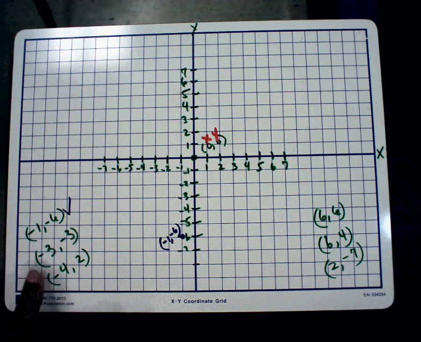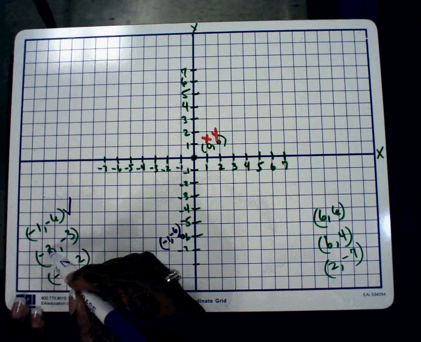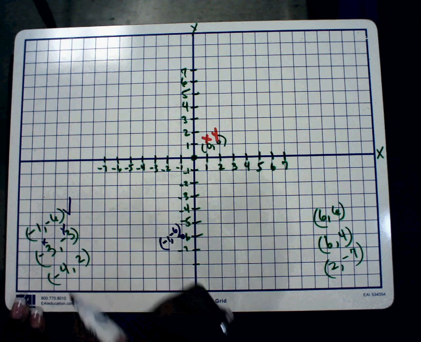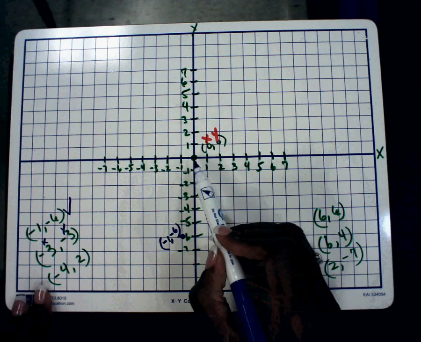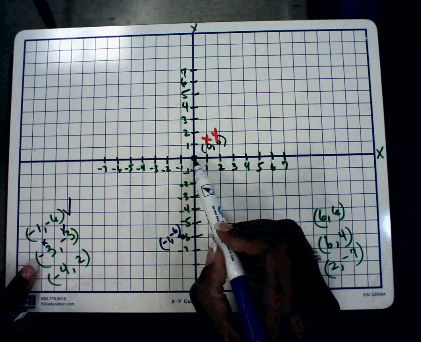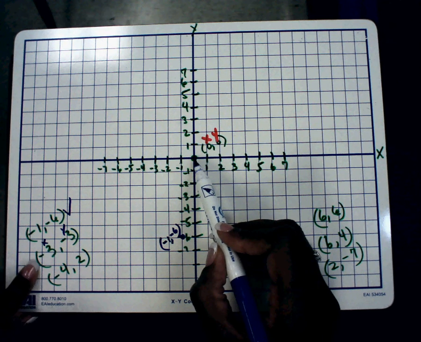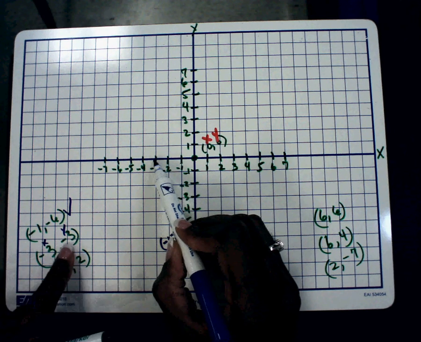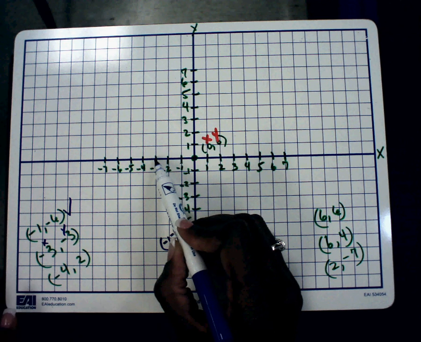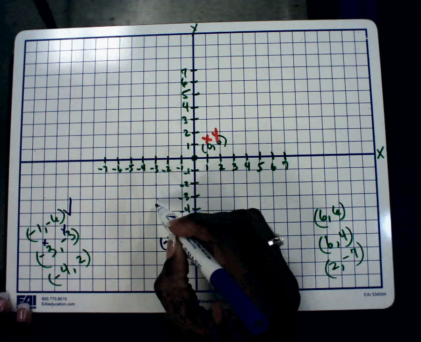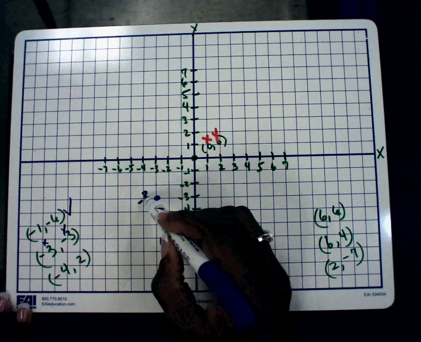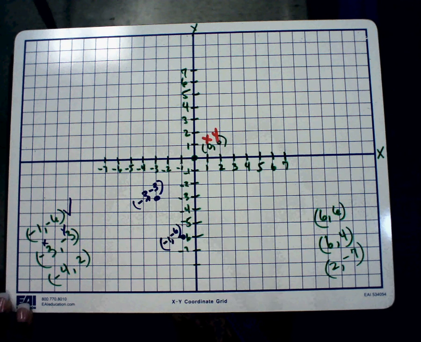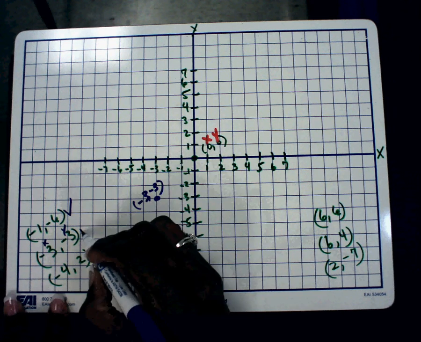Okay, we move to the next one, -3, -3. That means -3 is my x, and -3 is my y. We start at the origin again, and because our x value is negative, we go to the left on the x-axis: 1, 2, 3. For our y value, it's also -3, so we go down for y: 1, 2, 3. We put our point there. So that's -3, -3, and we can check that one off.